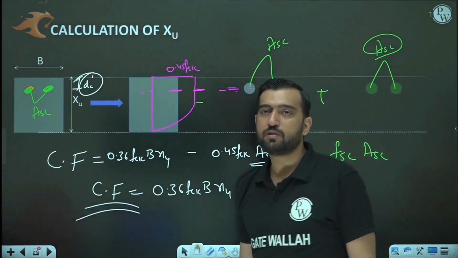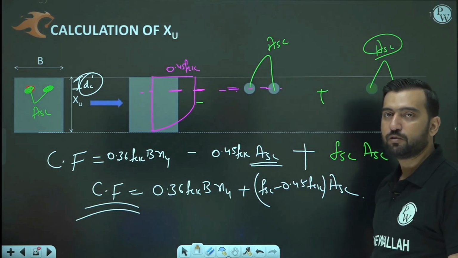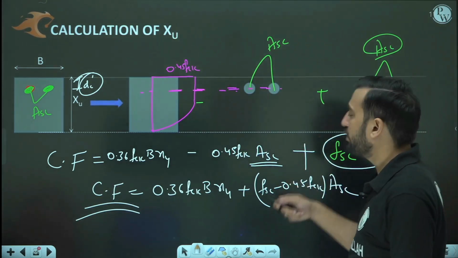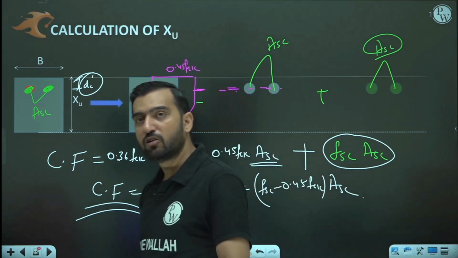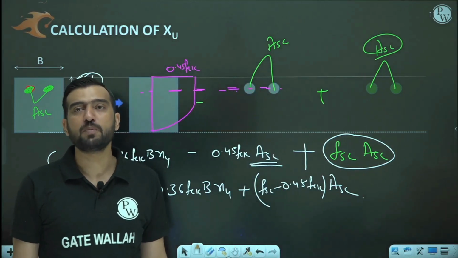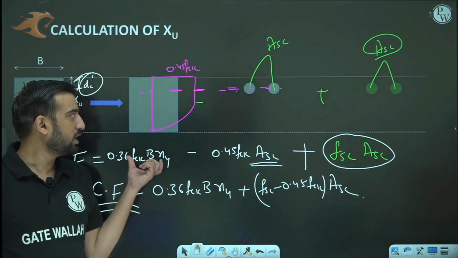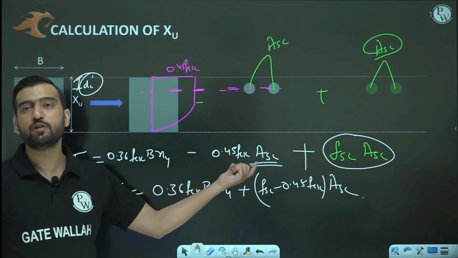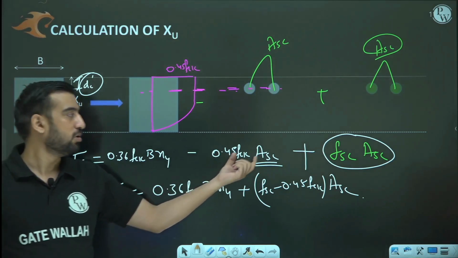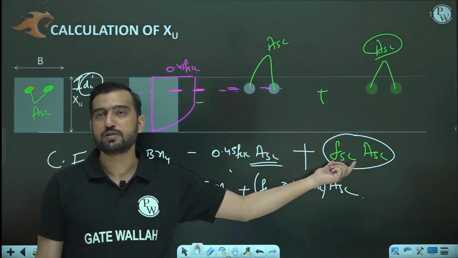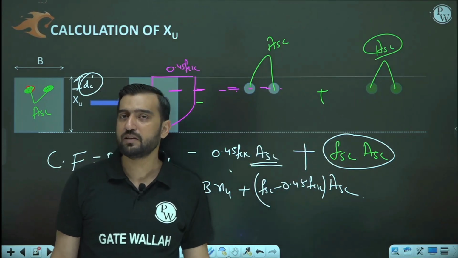Are you getting it or not? This is the net compressive force. And again you can see steel is not disturbing you even on the compressive side. It is again concrete, due to which you are getting complications. The complication is due to the non-availability of concrete. But when it comes to the compressive force of steel, it is quite simple. It is FSC into ASC.